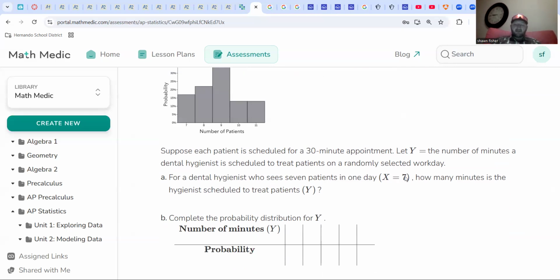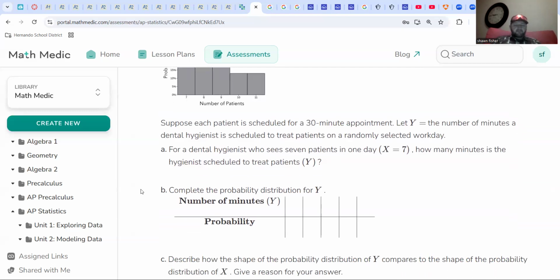Am I allowed to multiply? Sure. 7 times 30 is 210. So part A, wouldn't that be 210 minutes? Yeah, no big deal. Okay.